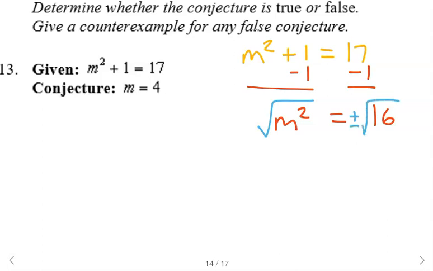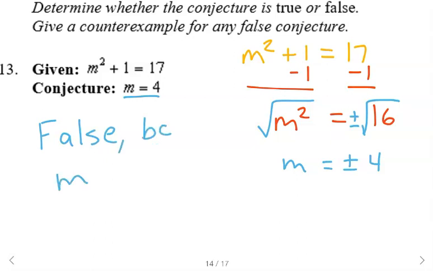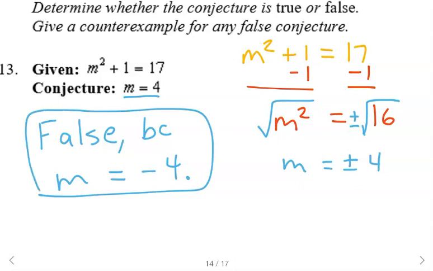When we square root both sides, we have to remember about the positive or negative square root. And so we get positive or negative 4. So that means our conjecture that m is 4 is not correct. m could also be negative 4. So this is false, because m could equal -4. Now, if the conjecture said m is 4 or -4, then that would be correct. So notice that this is false because we have a counterexample. We have another value for m that's not listed.